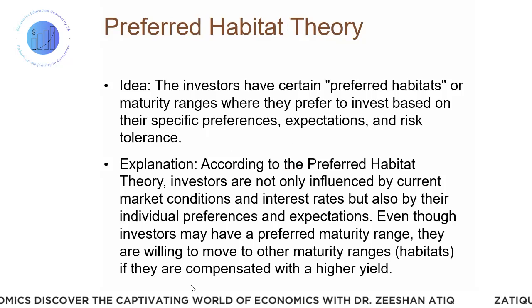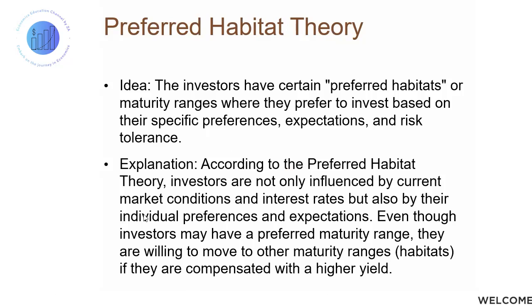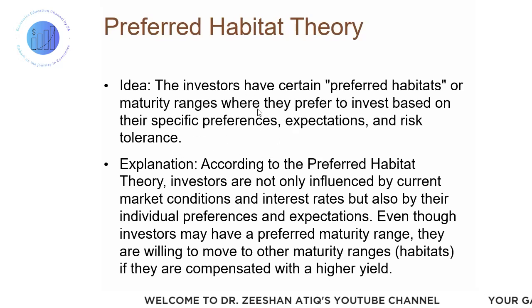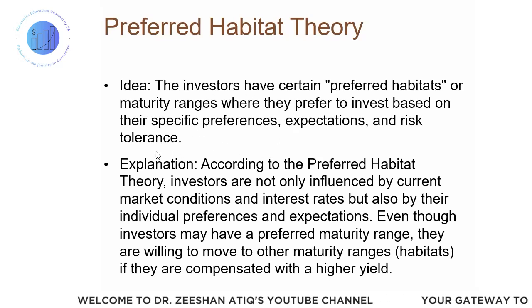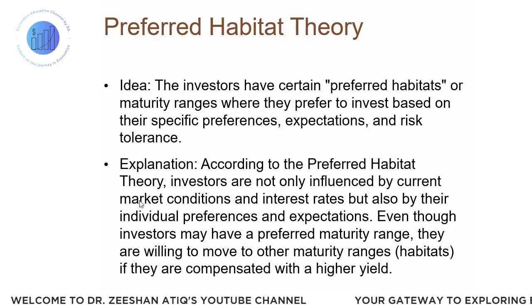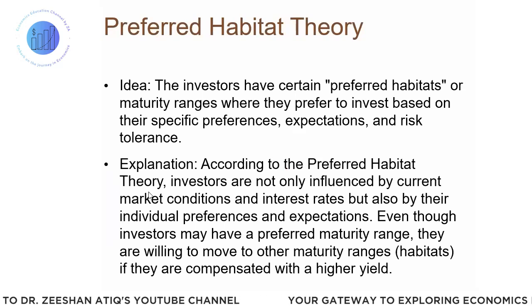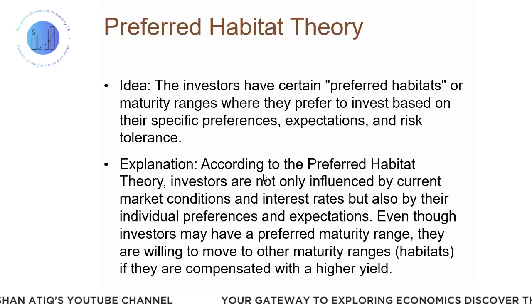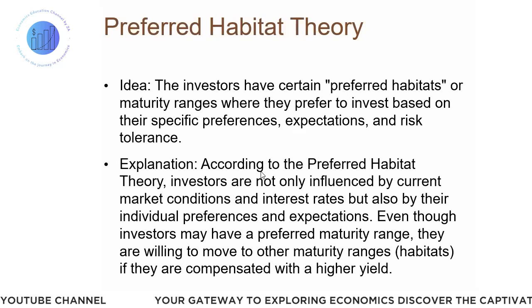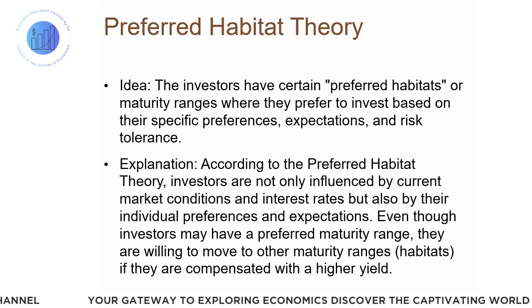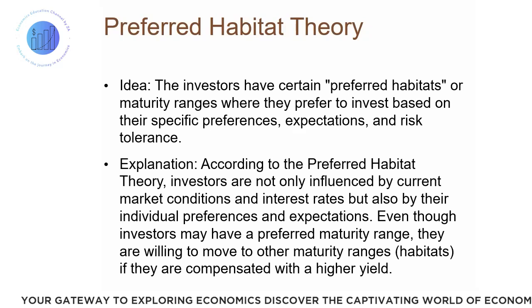So again, to summarize, the idea is that investors have certain preferred habitats. As animals live in different kinds of habitats, investors also have different habitats, or maturity ranges, where they prefer to invest based on their specific preferences. For example, some animals live in very cold areas, like the polar bears, and some animals live in very hot areas, and there are many different kinds of animals who acclimatize to different environments. Something similar happens with investors.